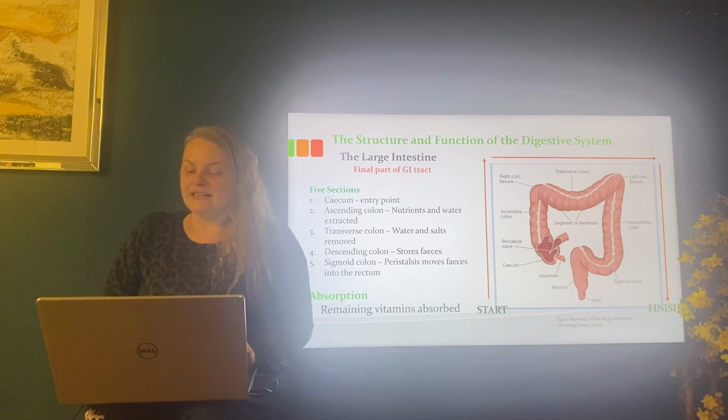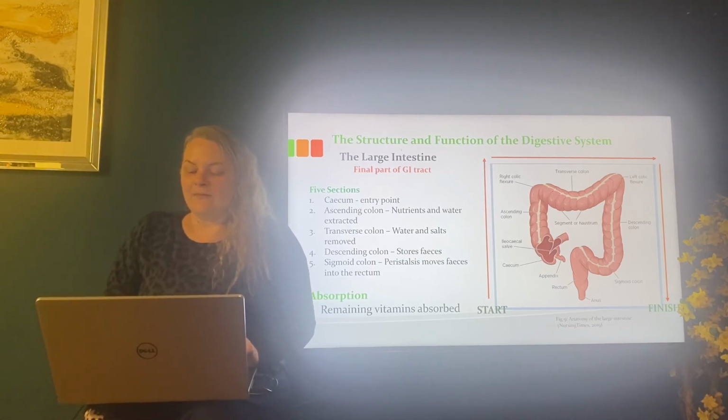The large intestine is the final part of the gastrointestinal tract and is where all indigestible food ends up. It is here that vitamins are absorbed into the body, where food is turned into faeces, and where water is extracted from the fecal matter. The large intestine consists of different sections. These are the cecum, the ascending colon, the transverse colon, the descending colon, and the sigmoid colon.